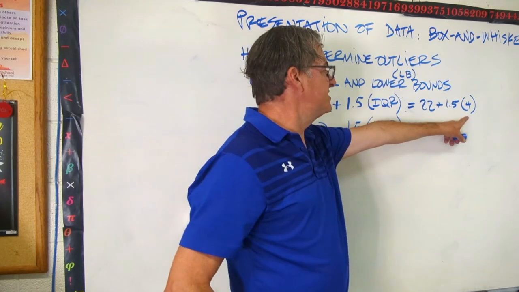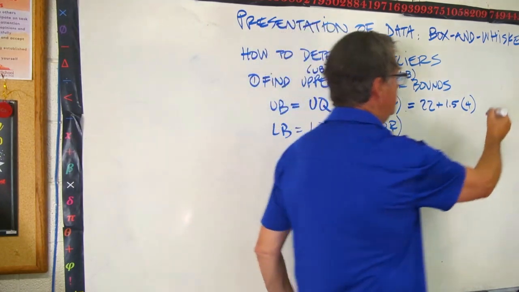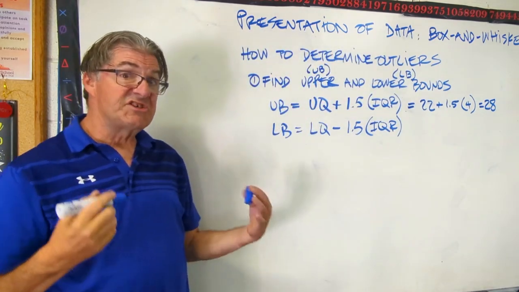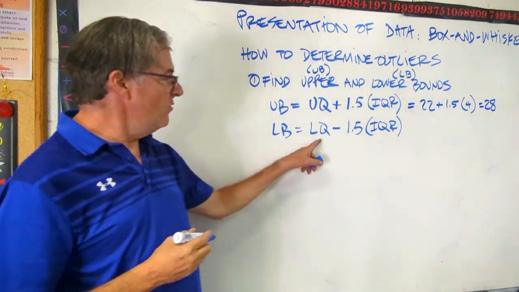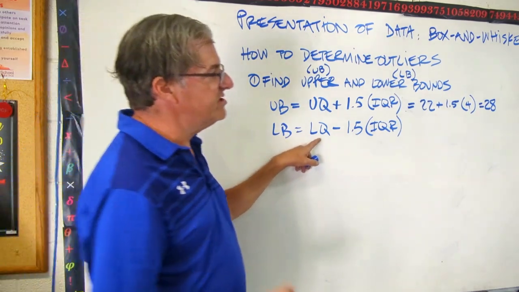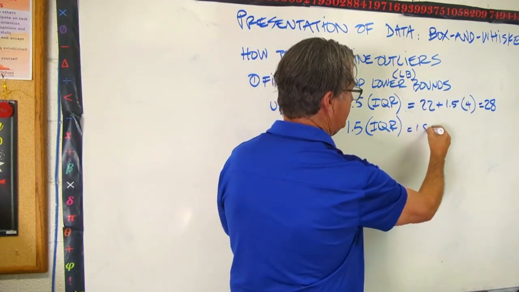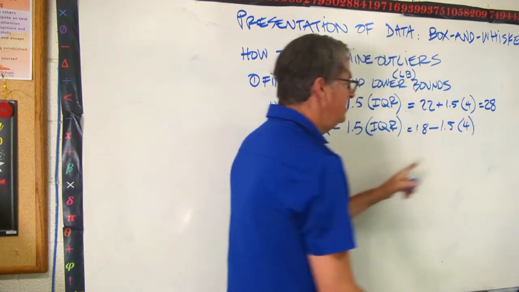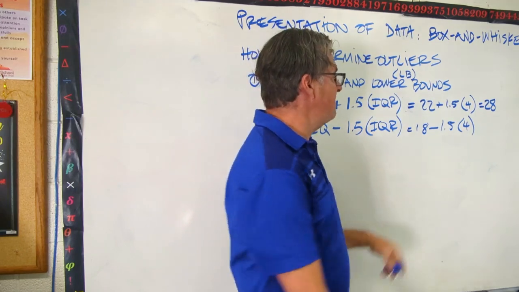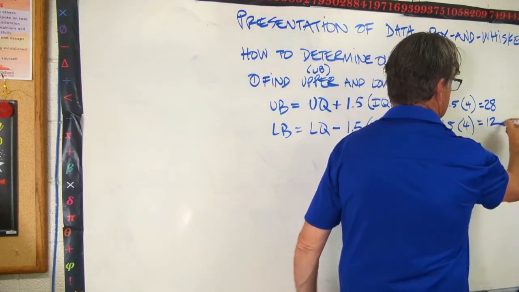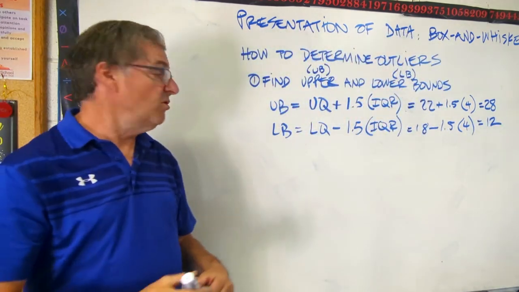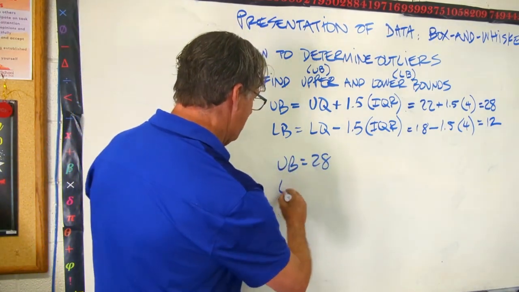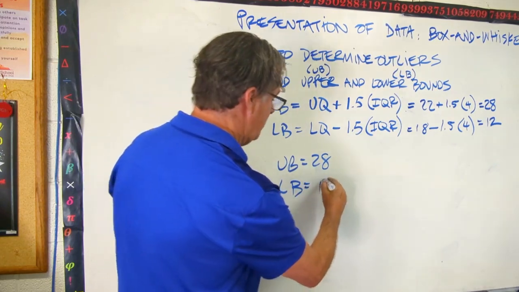So 1.5 times 4 is 6. So 6 plus 22 is 28. So that's the upper bound. So we have another stat for our data. The lower bound is just going to be the lower quartile, which in our case is 18, minus 1.5 times our interquartile range. So that's still 6. So 18 minus 6 is 12. So that's pretty straightforward. Our upper bound is 28 and our lower bound is 12.